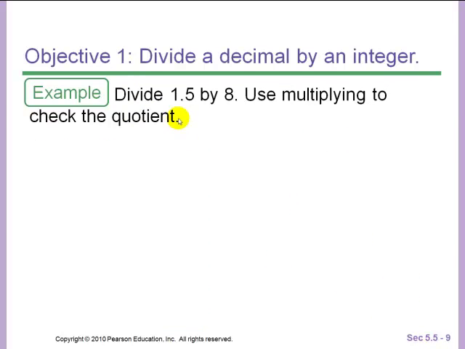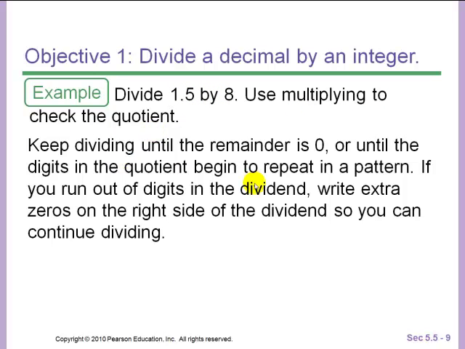Another example. Divide 1.5 by 8. Use multiplying to check the quotient. Remember, our goal is to keep dividing until we get a remainder of 0 and you have no more digits. In some cases, as in this case, we're going to have to write in additional zeros to make that happen.